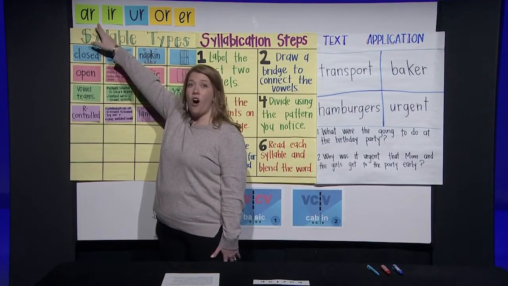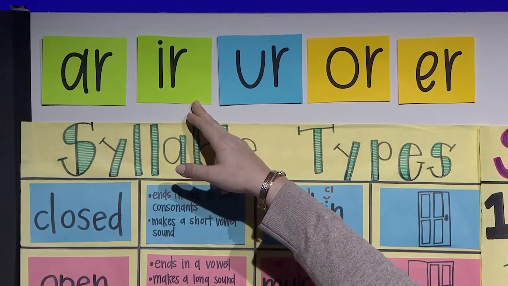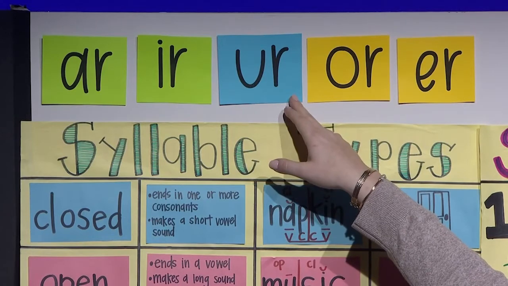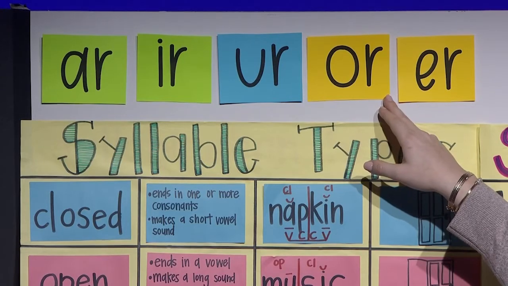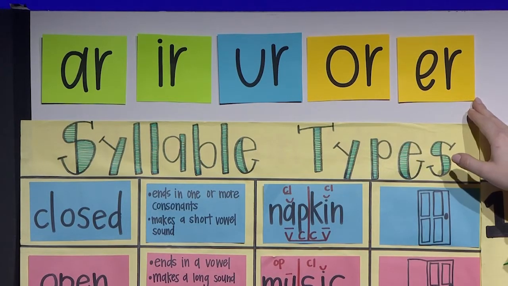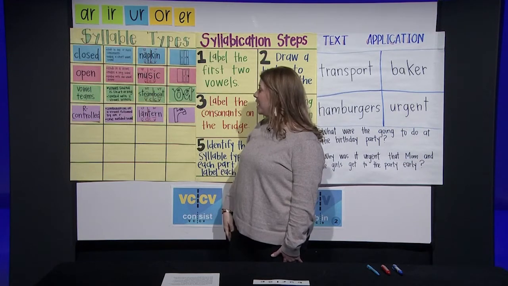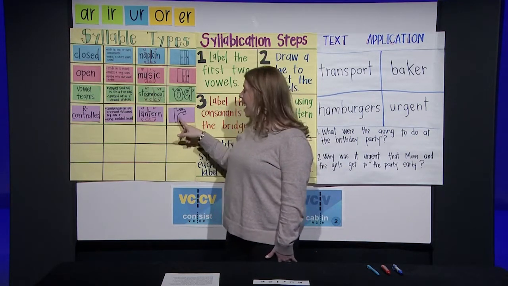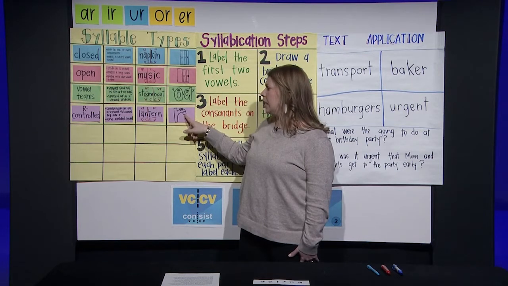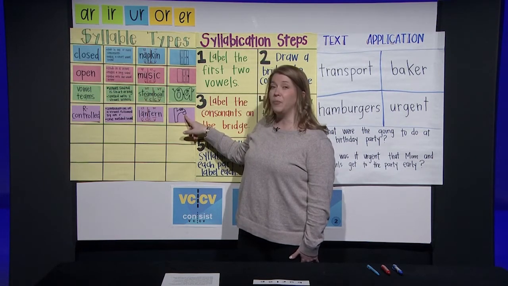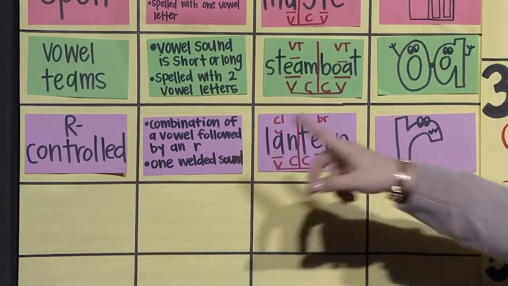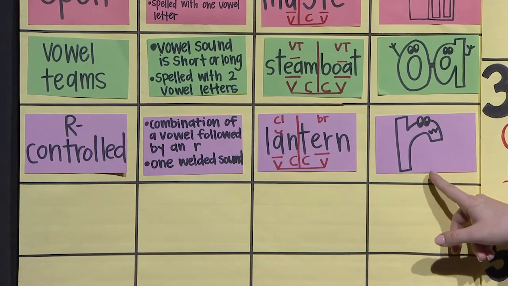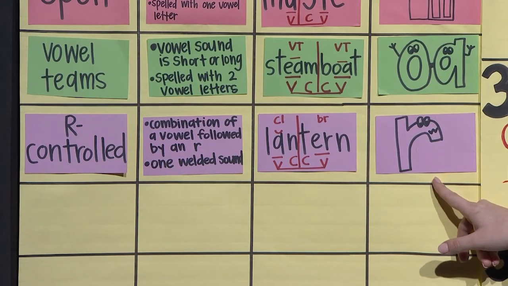AR says R. IR says UR, UR also says UR. OR says OR, and ER says UR. Very good. Let's look at our visual. We have an R right here, and he looks a little upset, like he might be kind of bossy. If you've ever heard anyone refer to R-controlled syllables as bossy R's, that's because the R is controlling some of that vowel sound, and they make a new welded sound together.